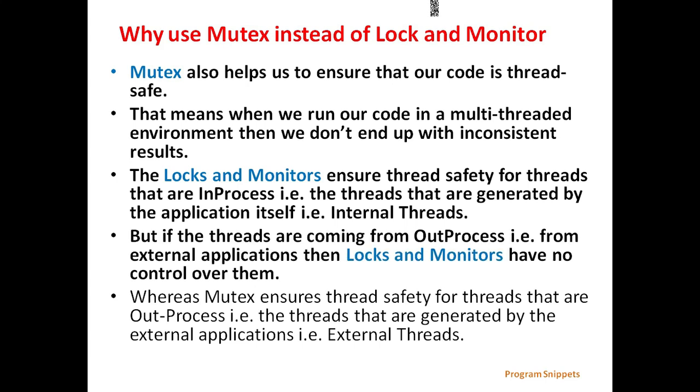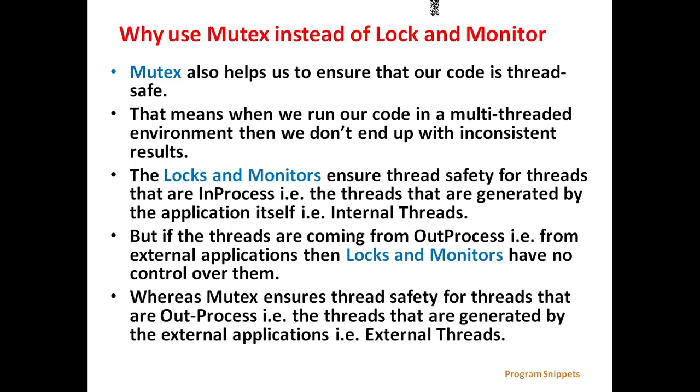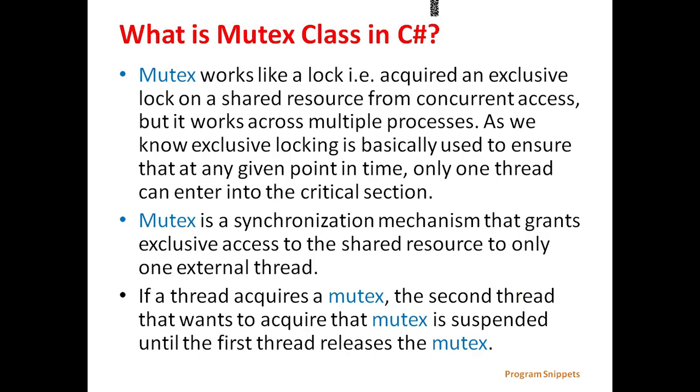But if the threads are coming from out of process, that is from an external application, then locks and monitors have no control over them. Whereas mutex ensures thread safety for the threads that are out of process, that is, the threads that are generated by external applications. Next we will see what is the mutex class in C#.